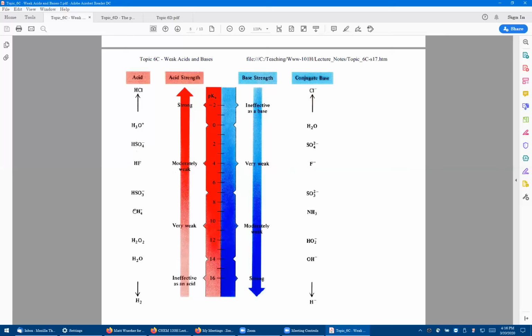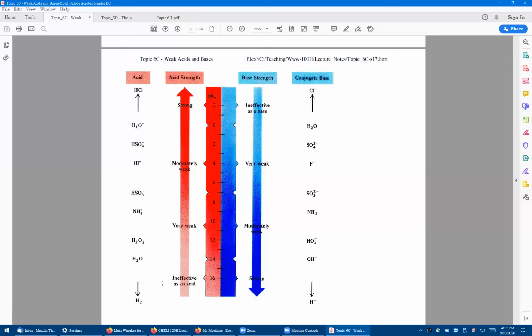Here's the ammonium ion we just talked about. Here's hydrogen peroxide. And then here's water itself. Water itself is a very weak acid. And for that reason, its conjugate base, hydroxide, is a very strong base, as we already know. And the reason that its pKa is 14 is that when the concentration of hydroxide ion is 1 molar, the concentration of hydronium ion is 10 to the minus 14. So the Ka of water as an acid is 10 to the minus 14.